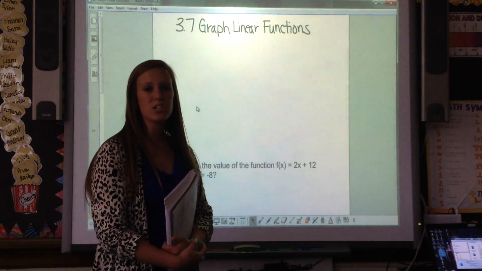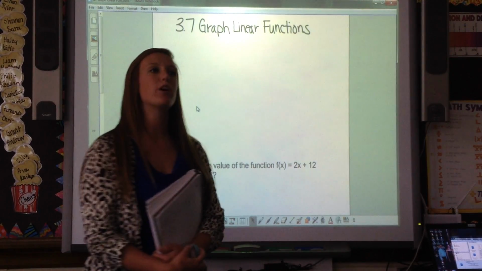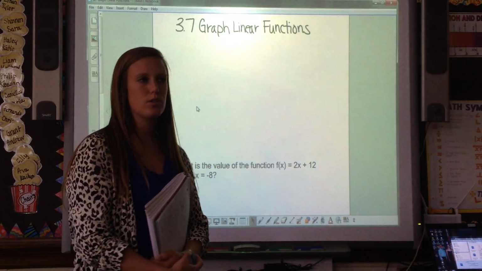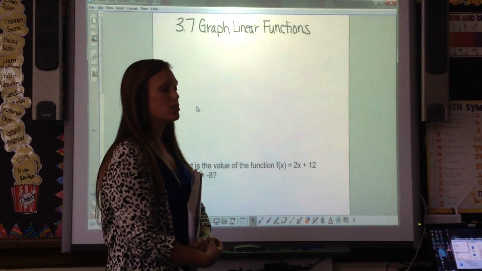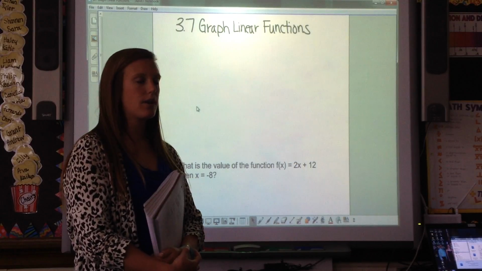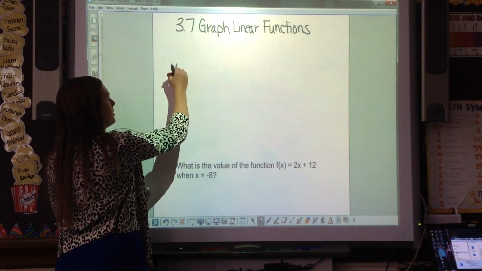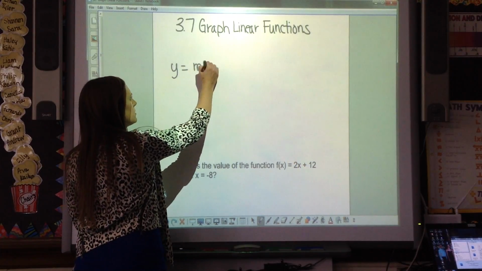Alright, in this last section of the chapter, we're going to be learning about function notation. Function notation is like another language. We're going to use function notation to solve for things and to graph with as well. So in the past, we're used to this language here. Y equals mx plus b.